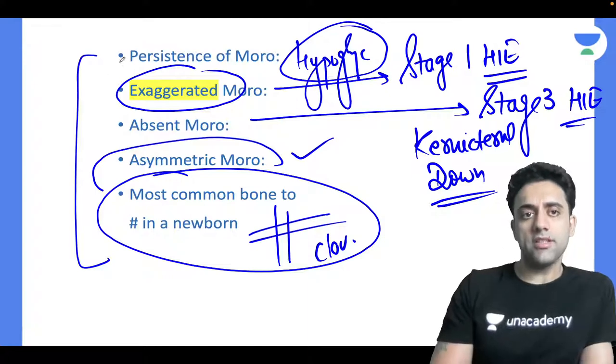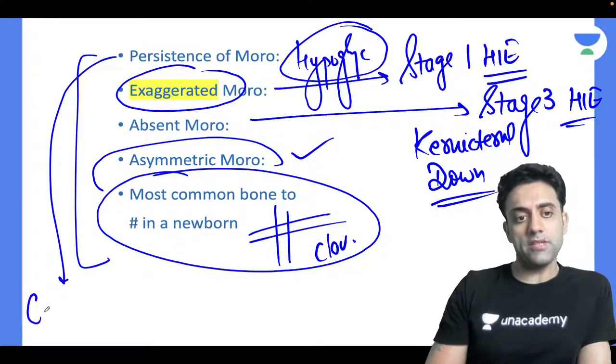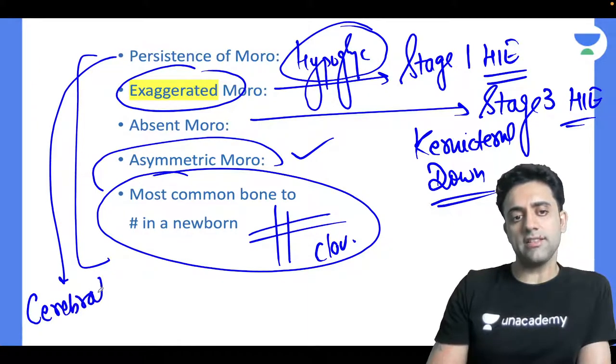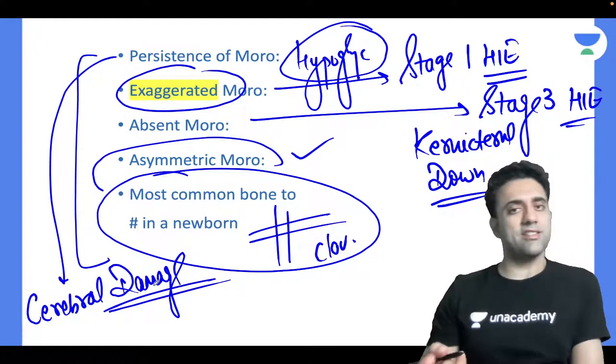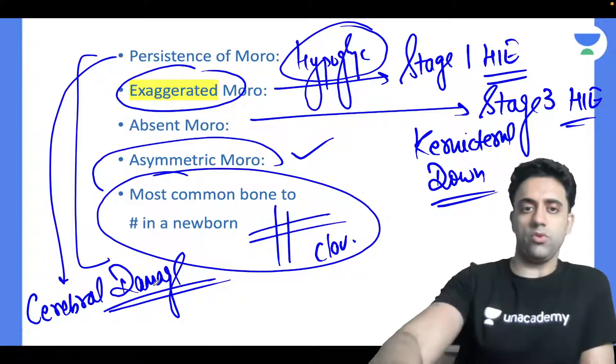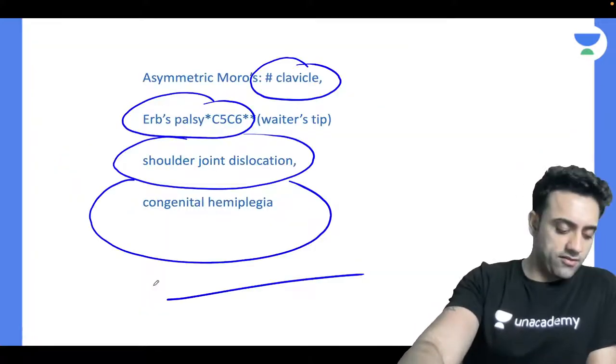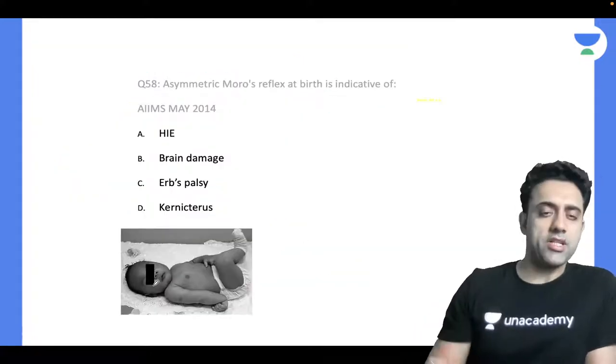Proud of you. Persistence of Moro reflex. Where do you see persistence of Moro reflex? The answer is cerebral damage. Whenever there is cerebral damage, you will see persistence of Moro reflex. Good, that part is over. Perfect. Okay, questions.